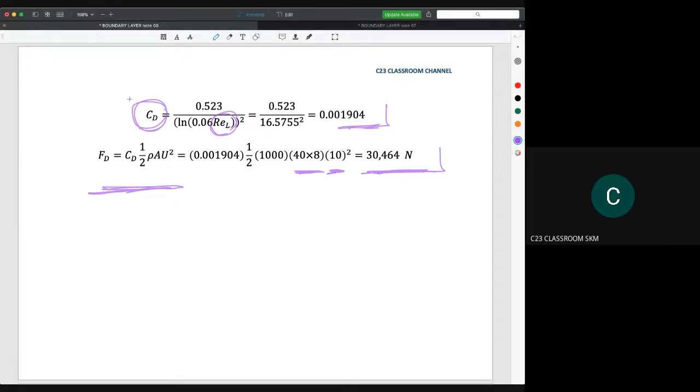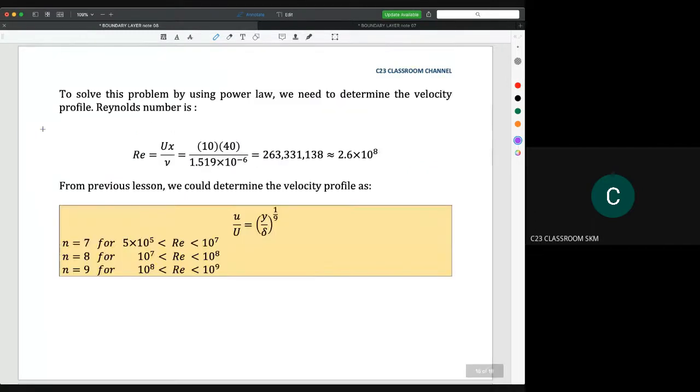Okay, then this is the value that we get from the empirical form. Now, how to solve this problem by using the power law? To solve this problem by using power law, we need to determine the velocity profile. So, how to determine the velocity profile?